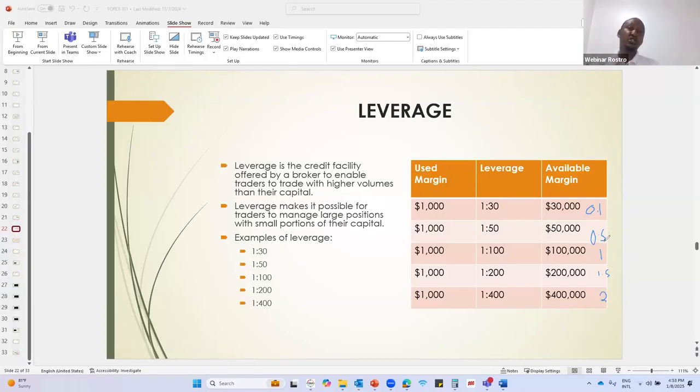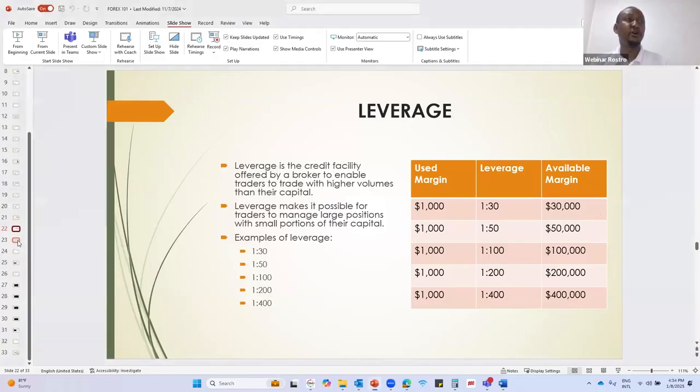Remember, when you want to get the actual lot size, you have to look at the percentage that you want to risk, maybe the maximum 2%, and then look at your risk level so that you can come down to the best lot size, all right? So the higher the leverage, the higher the lot size, because you have more available margin, okay?